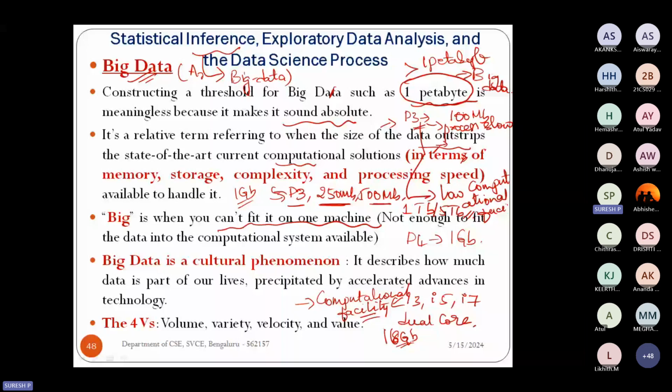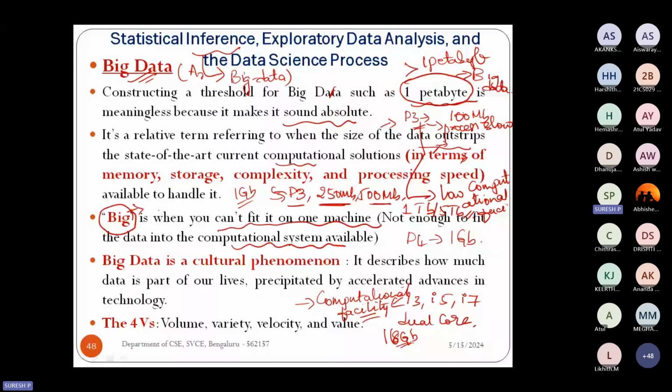According to the textbook, the big in big data refers to data that you can't fit into one machine. That means it's not enough to fit the data into the computational systems which are available.